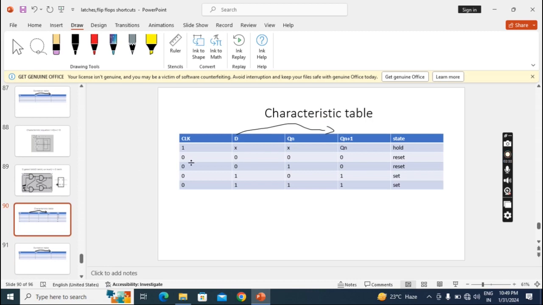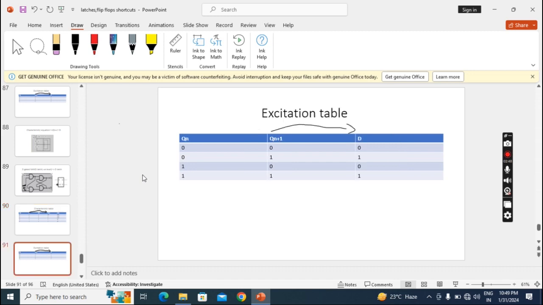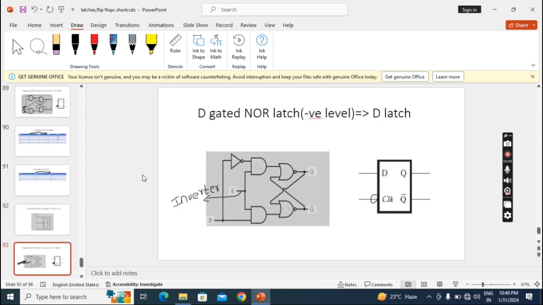Characteristic table, simply here this clock values we will change. Here previously 0, now it will become 1. Here these all become 0, previously all are 1s. This is the only change. Everything else is same. Now with negative level NOR. Here we keep an inverter and here we keep a bubble.